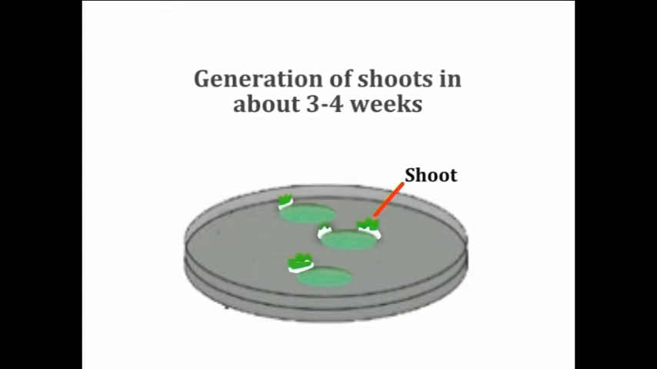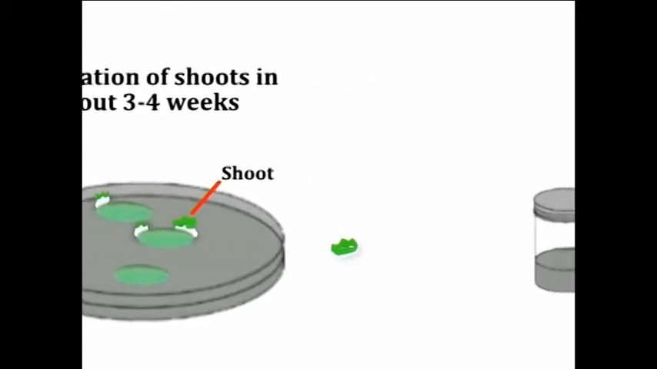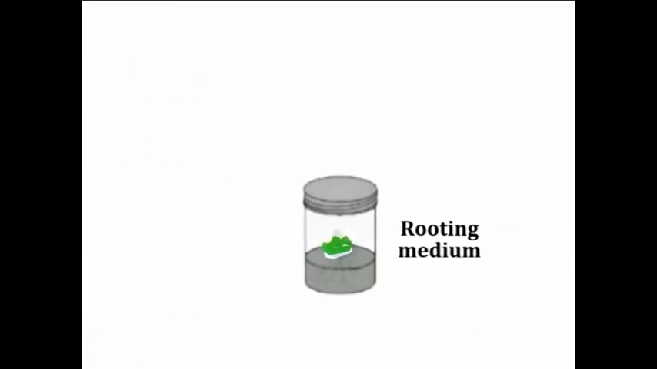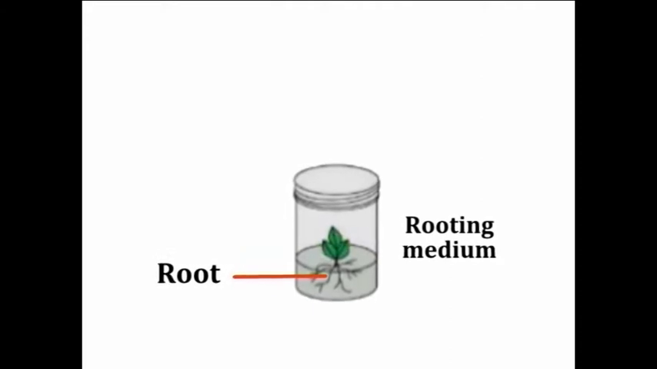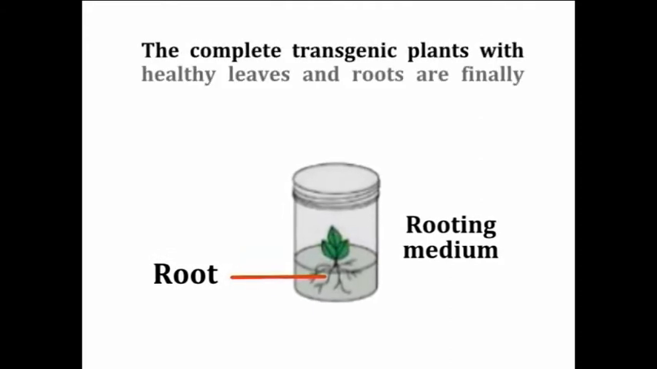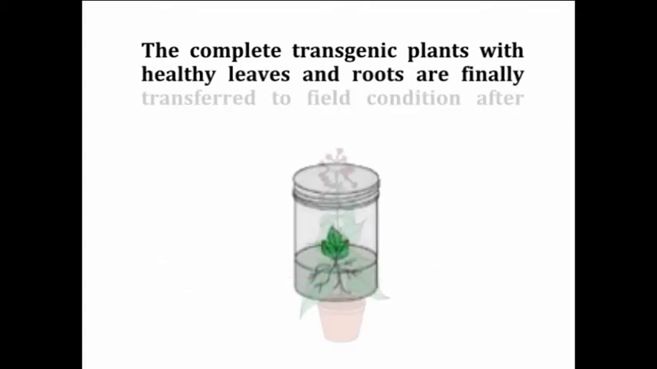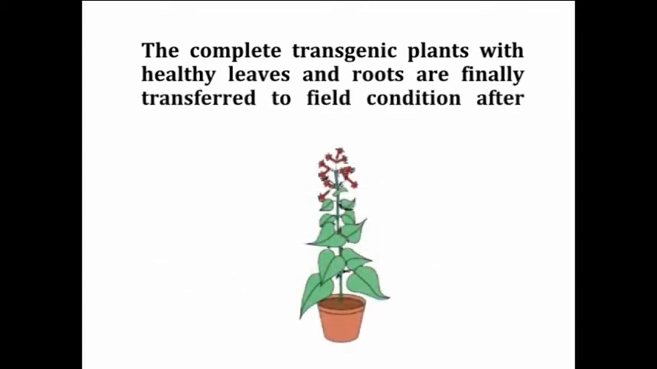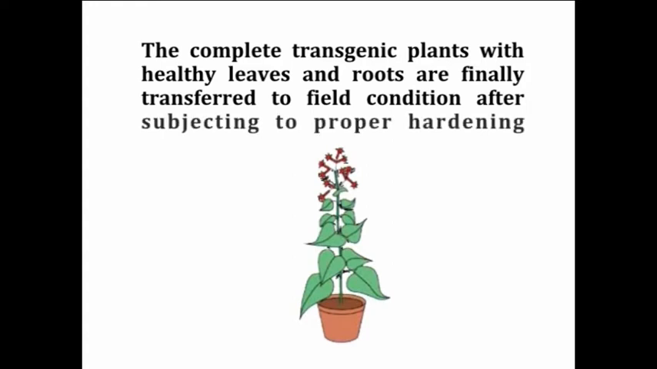The transformed cells will generate shoots in about 3 to 4 weeks, after which they are rooted by transferring to rooting medium containing root-inducing plant growth hormones. The complete transgenic plants with healthy leaves and roots are finally transferred to field condition after subjecting to proper hardening procedures.